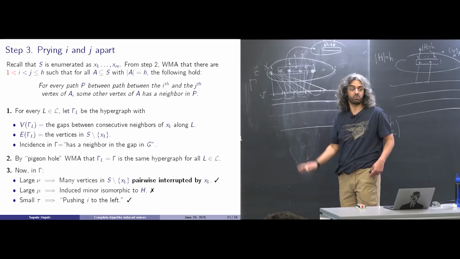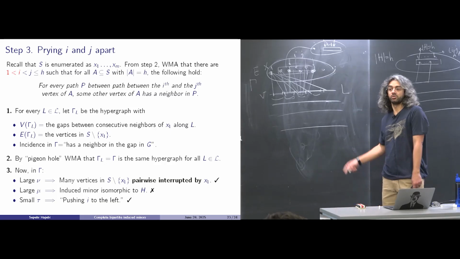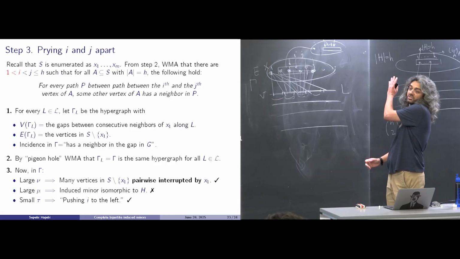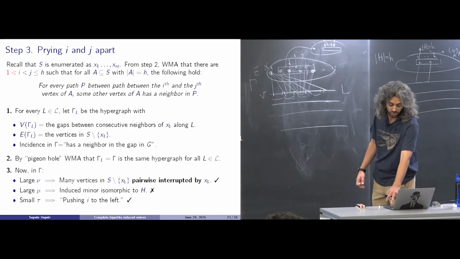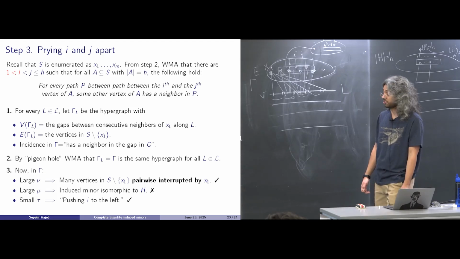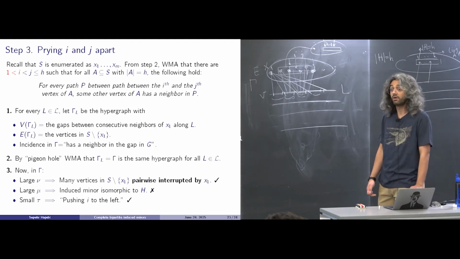It's been pushed to the left by 1. So you do this sufficiently many times, and eventually i is going to be 1, and j is going to be whatever is the last number, and you're done. You're getting your disrupted constellation. OK, I think that's about it.